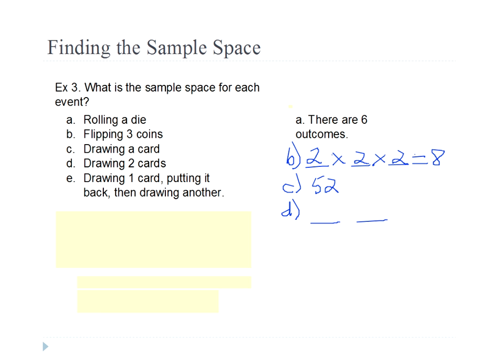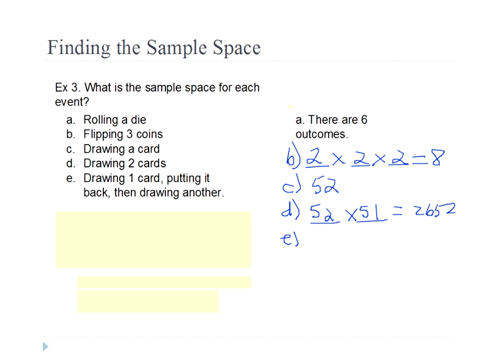Question D, drawing 2 cards. Well, now I'm doing 2 things. I'm going to multiply them. I have 52 choices for the first card, and I have 51 choices for the next. And so what we have here is 52 times 51 gives me 2652.